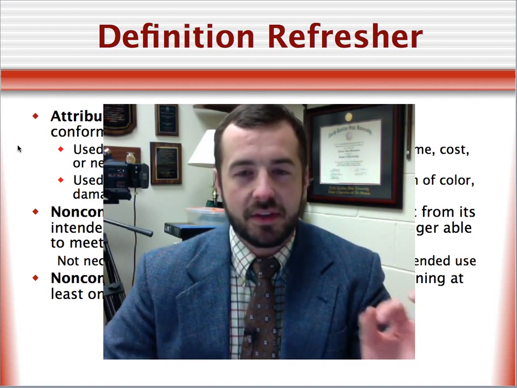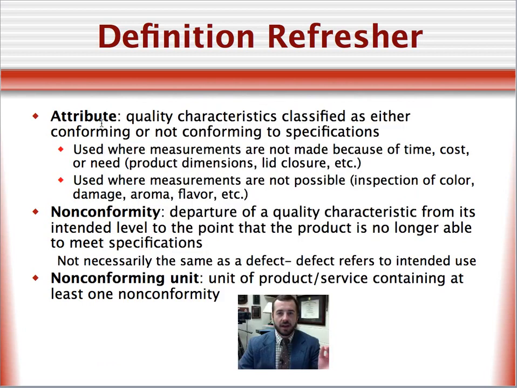This brings us to the definition of attribute. An attribute is a quality characteristic that can be classified as either conforming or non-conforming. We use attributes when measurements are not made because of time, cost, or need, or sometimes it's just not possible. Maybe we don't know what the quality characteristic is that we should be measuring yet.